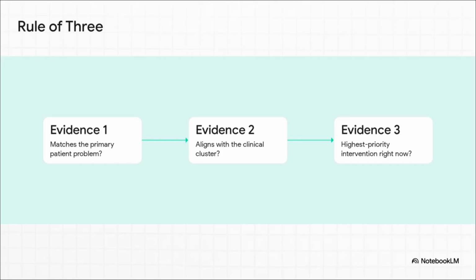We call this the rule of 3 validation. Before you check a single box, you run your hypothesis through this mini validation checklist. Number 1 asks the big question. Does this intervention actually match the primary patient problem I identified? Number 2 demands evidence. Does it align with the specific clinical cluster we just talked about? And finally, number 3 forces prioritization. Is it the highest priority, most urgent action to take right now, or are there safer actions that need to happen first? So the crucial point is, if all 3 of these align, you have confidently found your answer. You can lock it in.